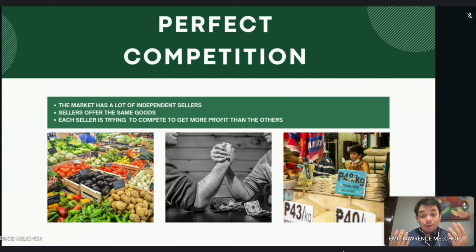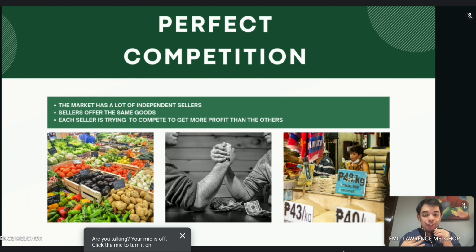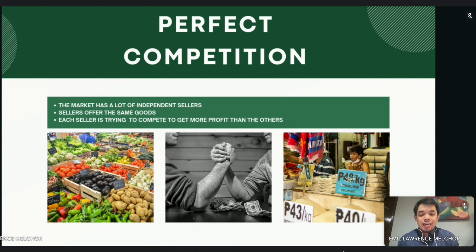So, as you can observe in the picture below, we see many sellers offering the same products, like rice. No? So, mostly in the public market, we witness many sellers offering the same products, like fruits, vegetables, and many other things. Each seller is trying to compete to get more profit than the others. Here, sellers are competing with one another, to determine which among them has the higher profit and has competitive advantage. So this definitely describes a market as a perfect competition.